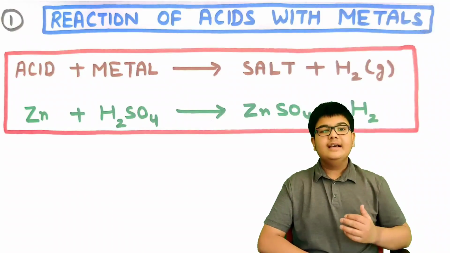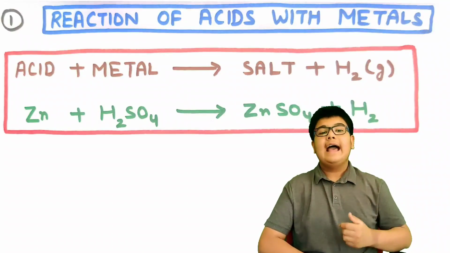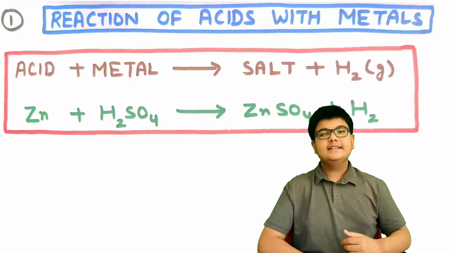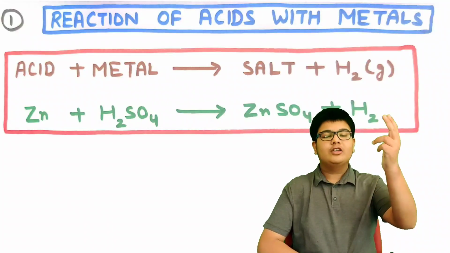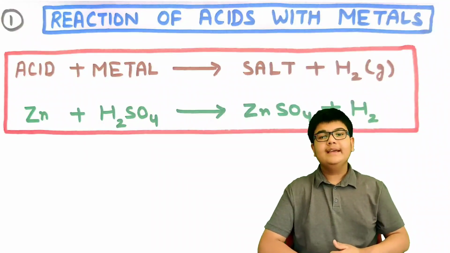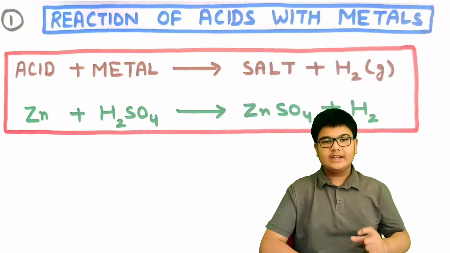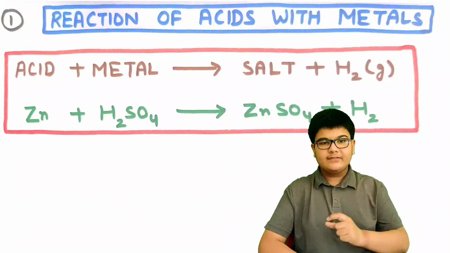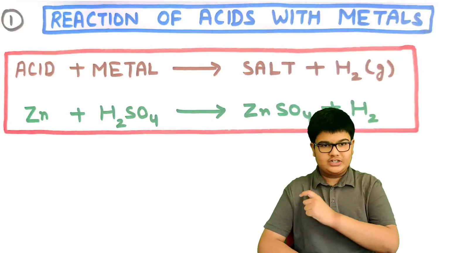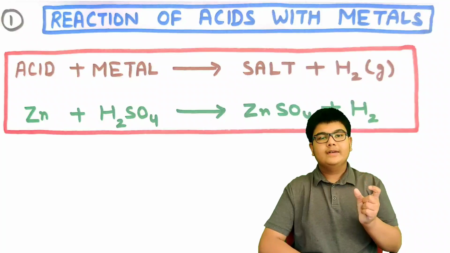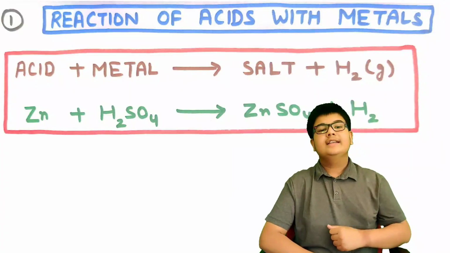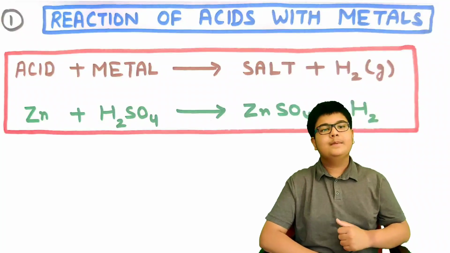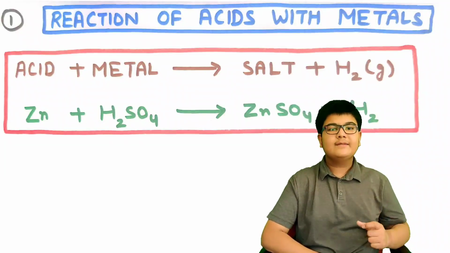So in general, we can say that acid plus metal results in salt plus hydrogen gas. For the above reaction, the equation would be zinc plus sulfuric acid gives zinc sulfate plus hydrogen gas. In the form of a symbolic equation, it will be Zn plus H2SO4 results in ZnSO4 plus H2, and zinc sulfate is nothing but a salt.